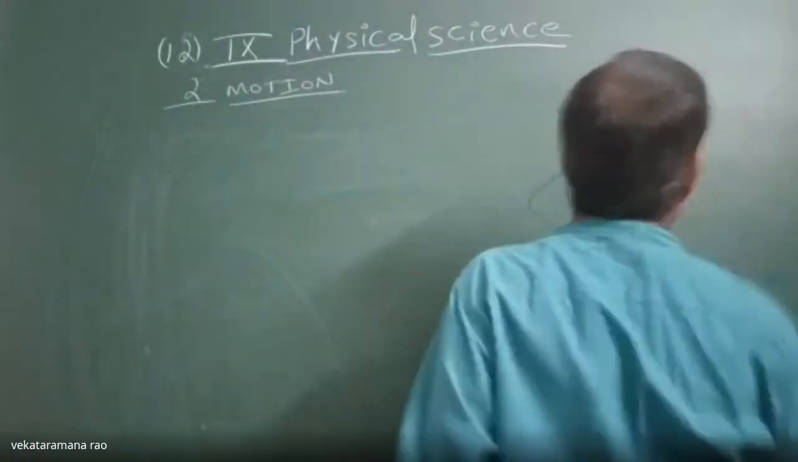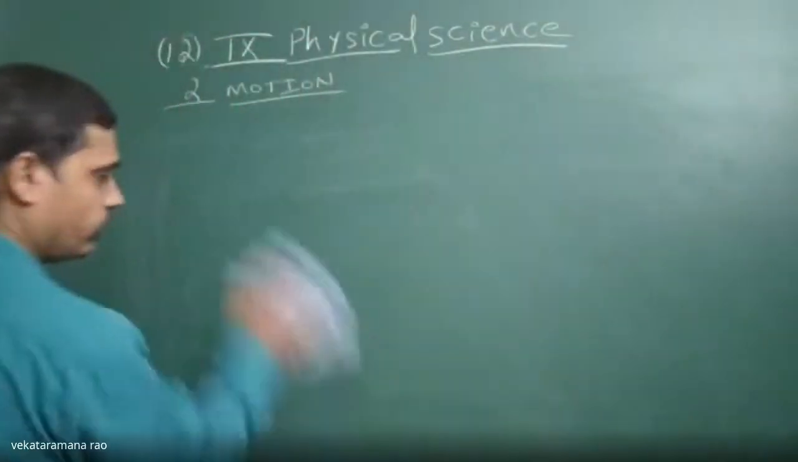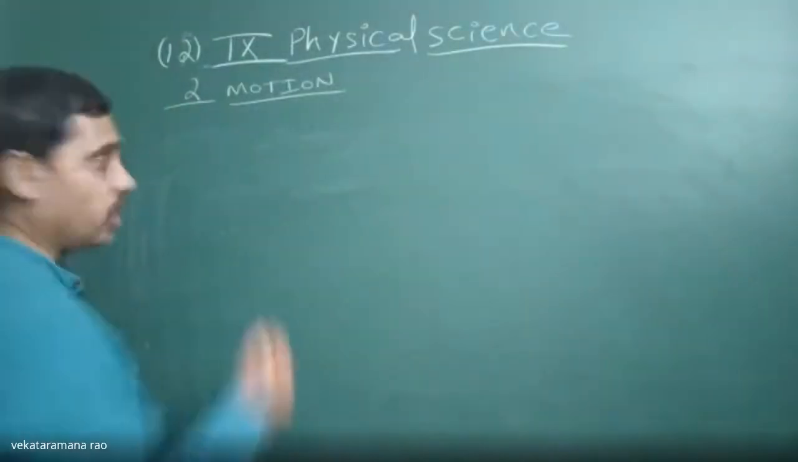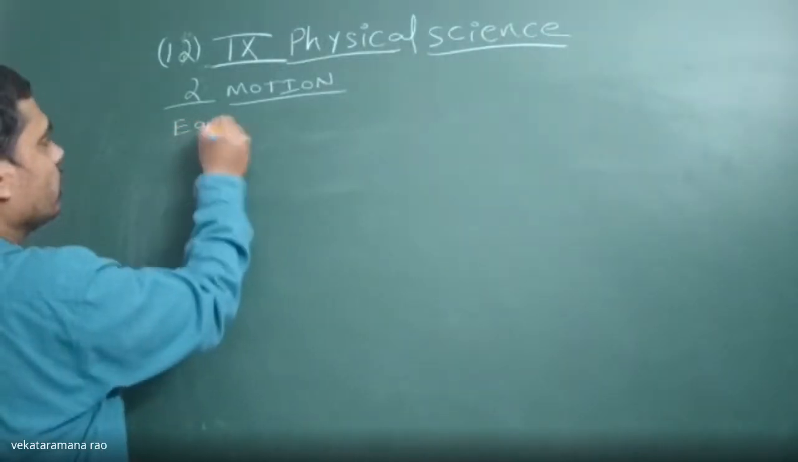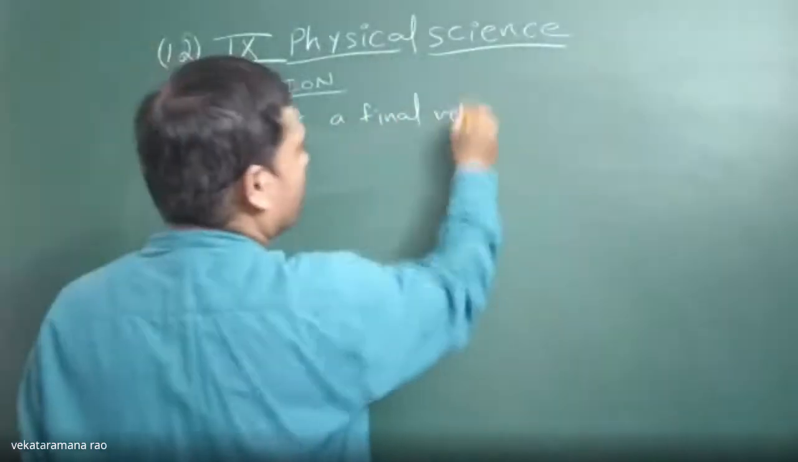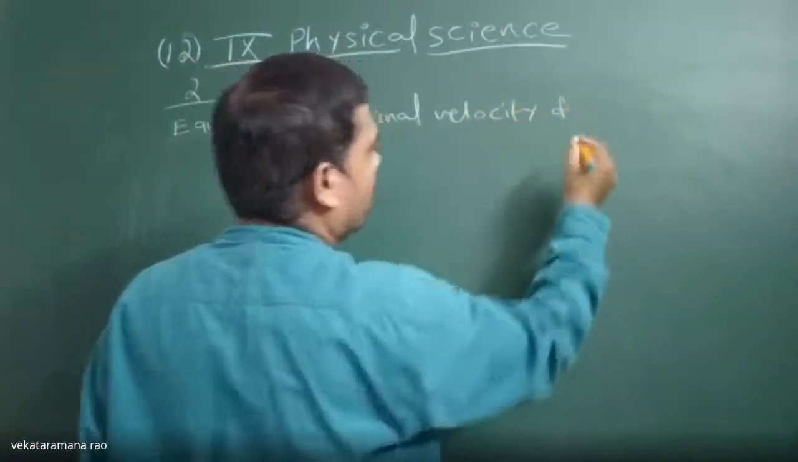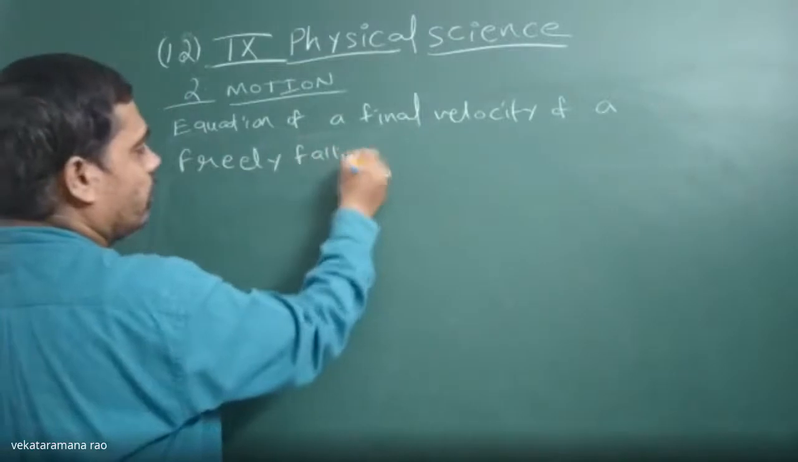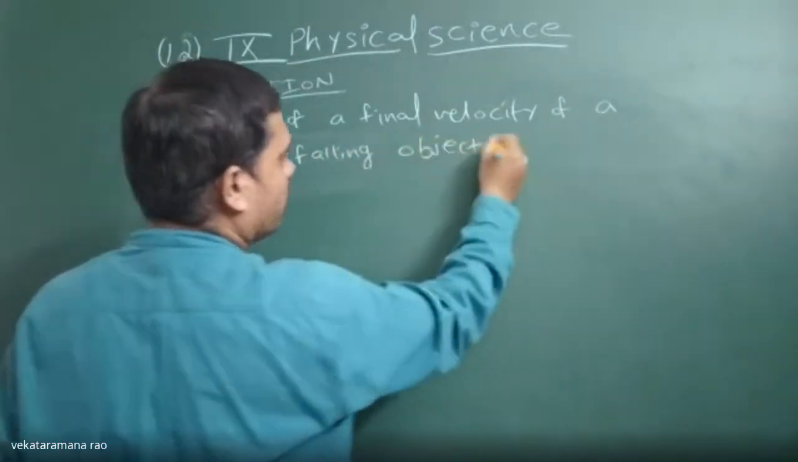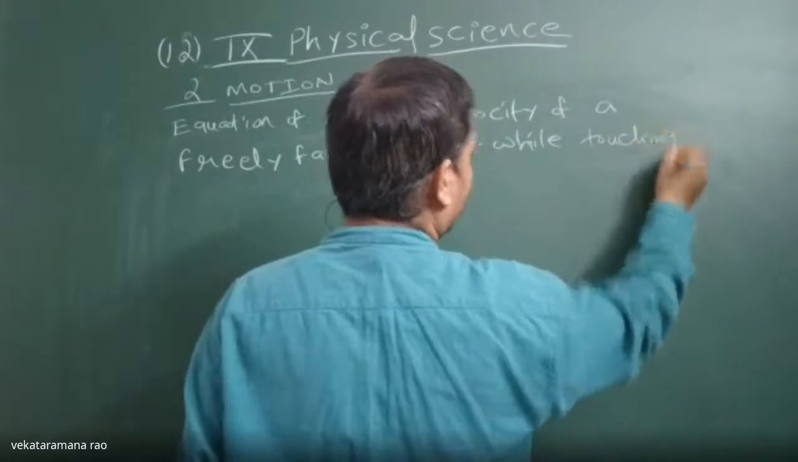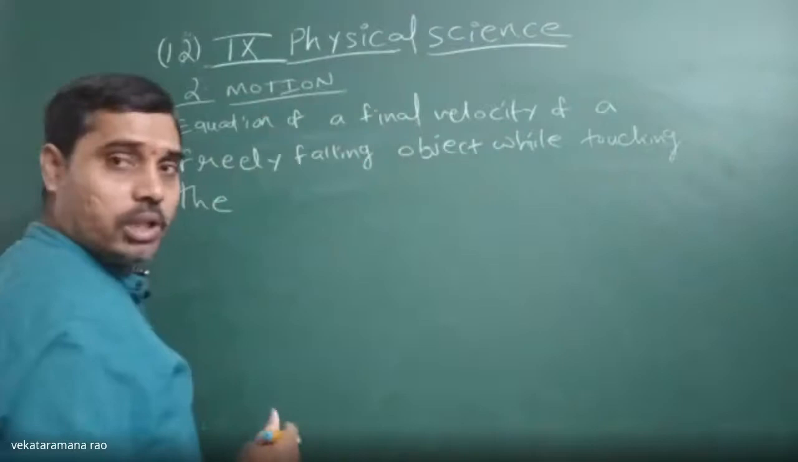Now, what are the conditions we have for a freely falling body? Those conditions we'll substitute in the equations. Then we will get the equation of the final velocity of a freely falling body while touching the ground or floor.